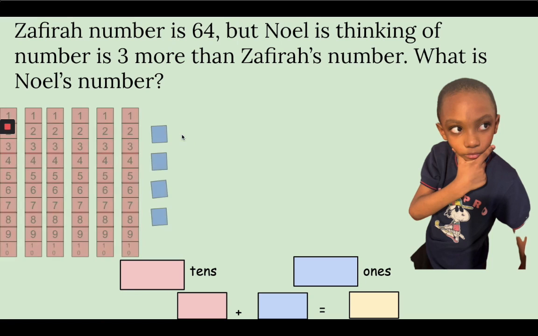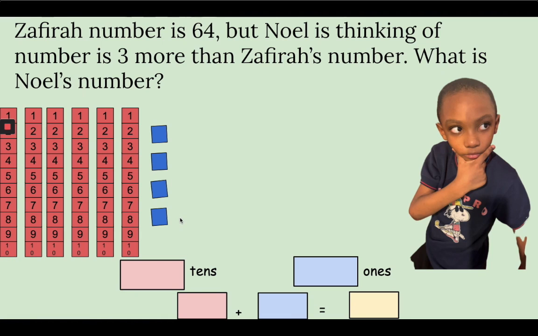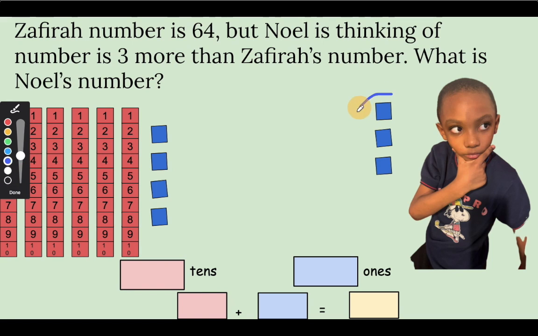Zafira's number was 64. So here we see 6 groups of 10 and 4 ones, like we just did. Now, Noelle's number is 3 more. Does that mean we're adding 3 ones or 3 tens? We're going to add 3 ones. So here we have 3 ones. Now remember, Noelle's not thinking of the number 3. We know that these 3 are going to be added to Zafira's number. So let's do it down here in the chart.